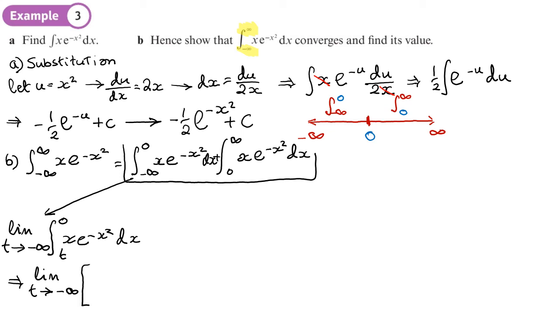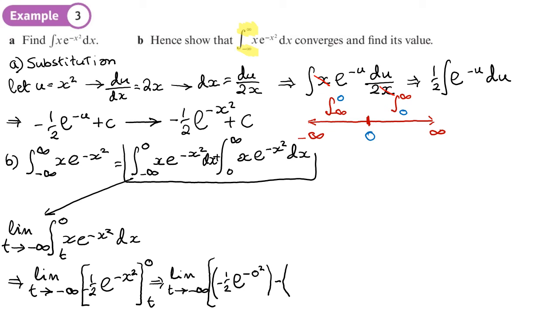So x e to the minus x squared becomes negative half e to the minus x squared. So this is basically from part A, and our limits are going to be 0 and t. So what's the limit as t approaches negative infinity? Well, that will be negative a half e to the minus 0 squared, minus negative half e to the minus t squared.